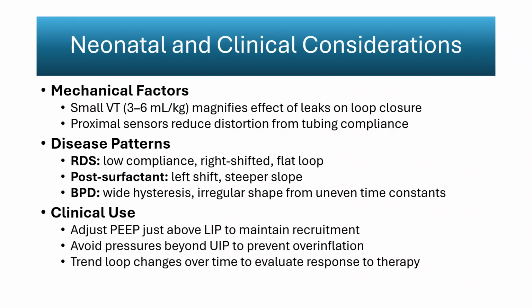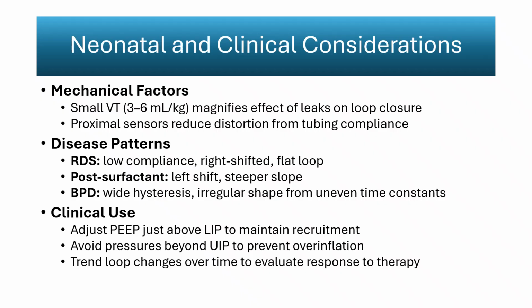The loop shapes also change in predictable ways with common neonatal disease patterns. In respiratory distress syndrome, compliance is low, and the pressure-volume loop shifts to the right with a flatter slope because higher pressure is required to deliver each increment of volume.